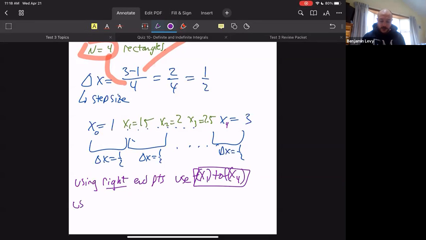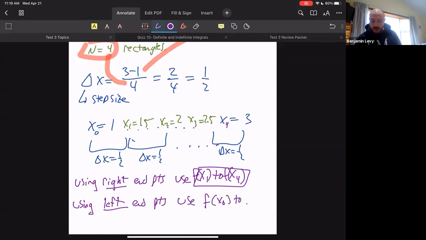If you're going to use left endpoints, you're going to start at the first one and go to the second to the last one, right? Because you're starting on the left-hand side of the rectangles. So you would use x0, and in this case, it's x3.